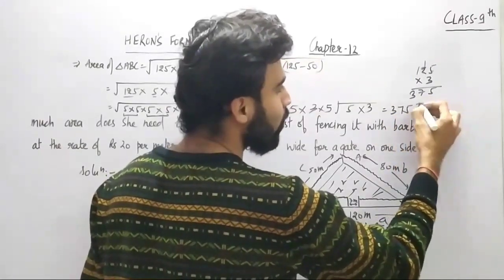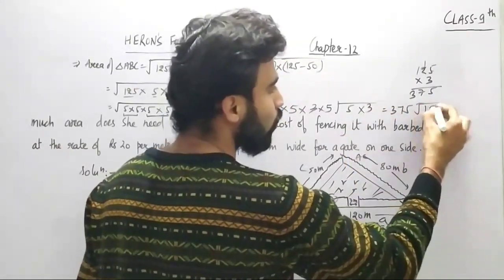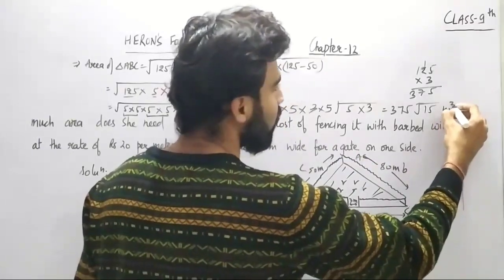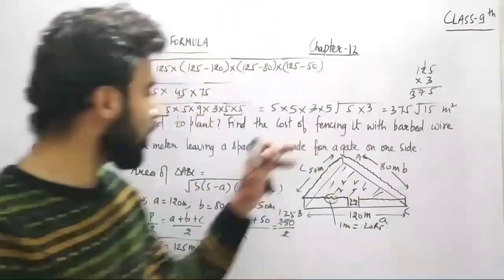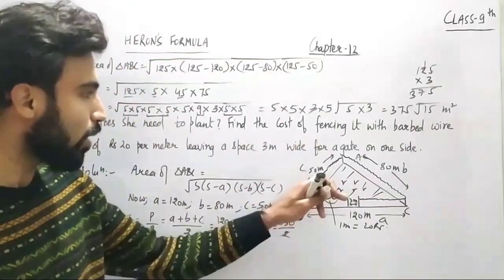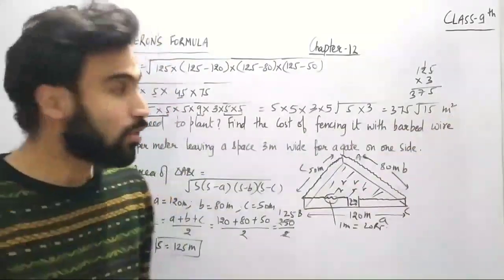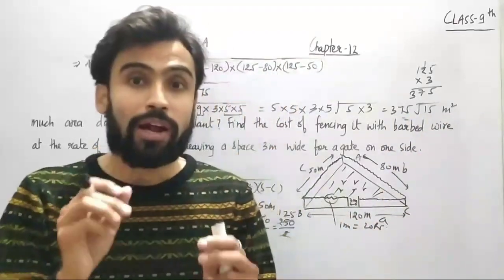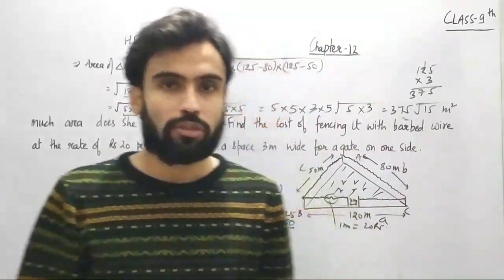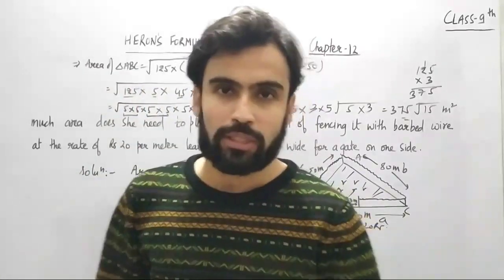Then in the square root, let me just check out 5 into 3, that is 15, right? So that will be in meters square. The area is always in square. So here it was in meters, you can see. All the sides were in meters, so that will be meter square, right? So this is going to be the area in which the gardener has to plant the grass, right? So the first part of this question is complete here.